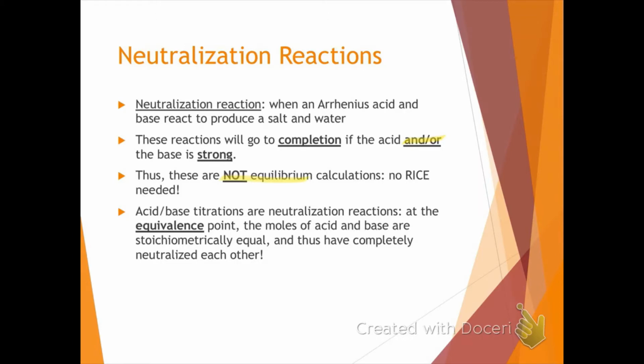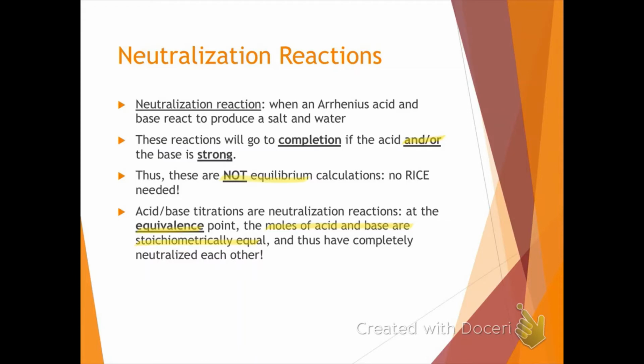Acid-base titrations are going to involve these neutralization reactions. Generally, we're titrating to the equivalence point, and that equivalence point is where our moles of acid and base are stoichiometrically equal. So we've completely neutralized each other into just that salt and water. And that salt could be acidic, basic, or neutral, depending on if we had two strongs or a strong-weak combination of acid and base in that titration.